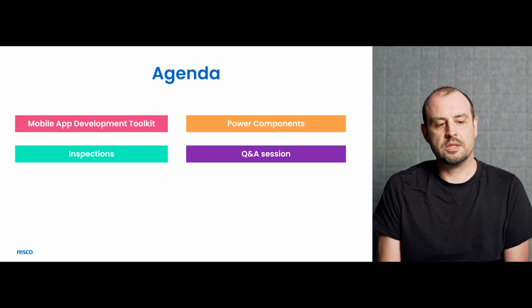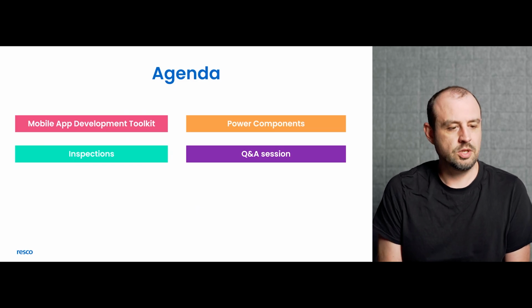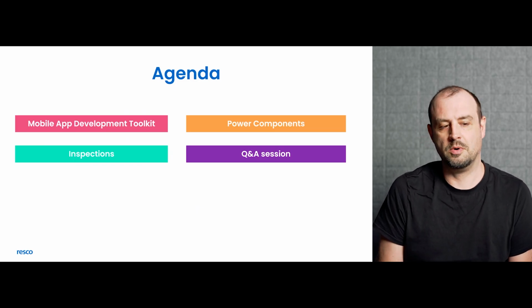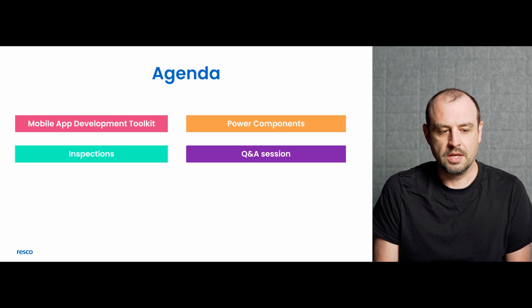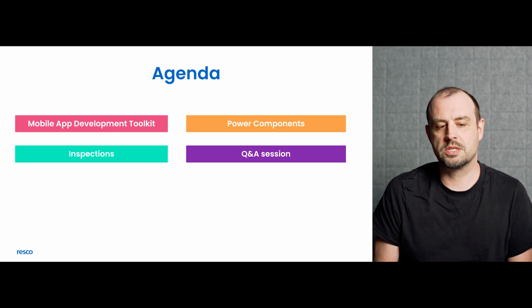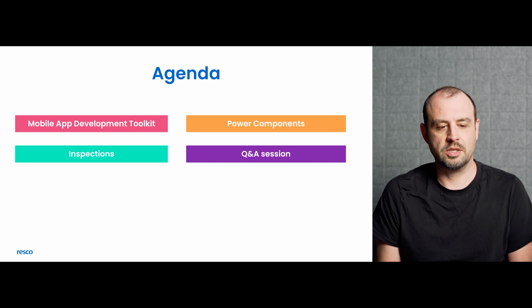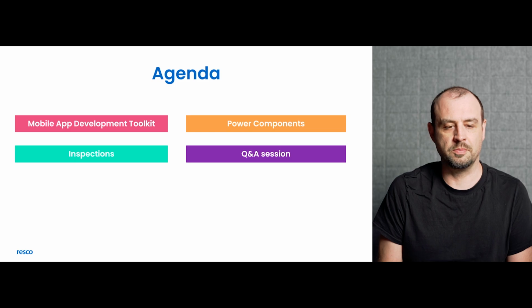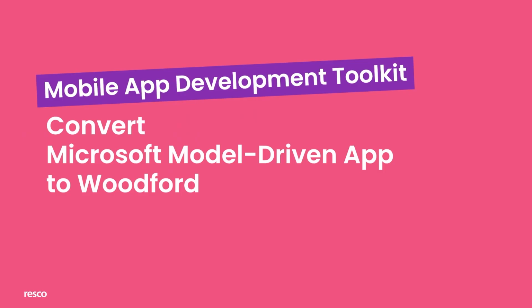So let's jump right into that. We will be describing the new features in the mobile app development toolkit. Then we will tell you more about inspections, and my colleague will be telling you the new advancements for Power Components. Regarding the mobile app development toolkit, there is a first big feature.